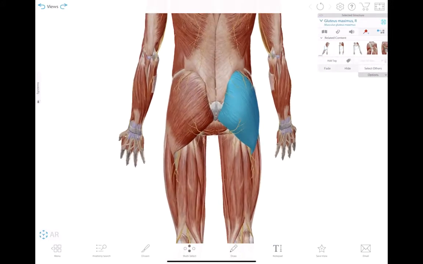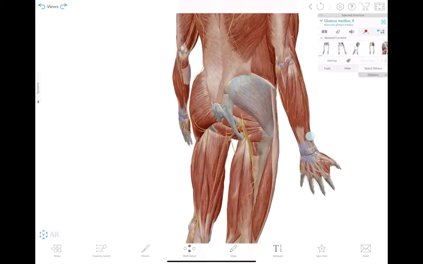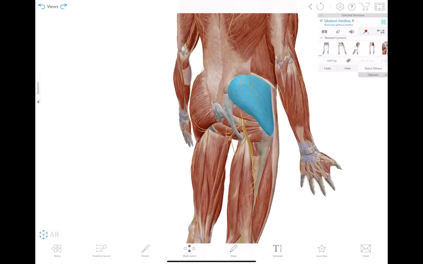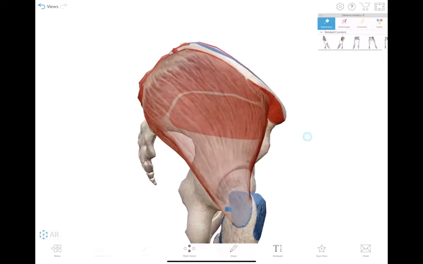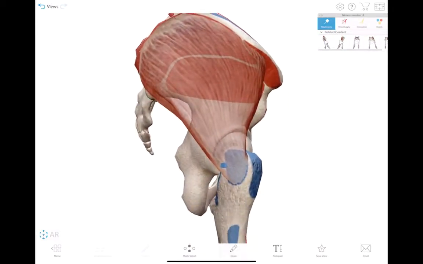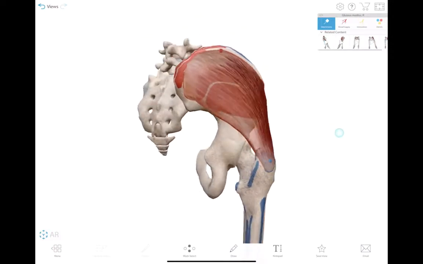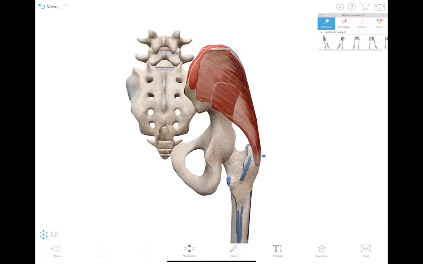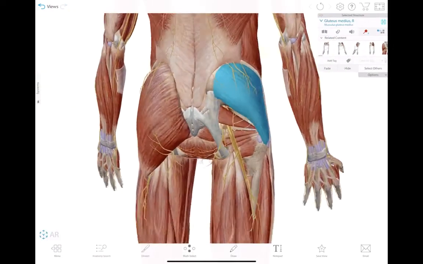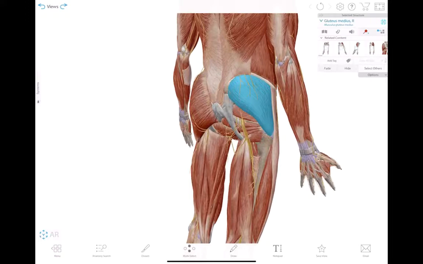So then if we hide this muscle, all right, we have our gluteus medius here. Okay. And so the gluteus medius, we'll isolate it, right, goes to the lateral aspect of the femur, right, from the hip. And so that is going to abduct the hip, all right? So pull it away from midline, abduct the hip. That's the gluteus medius.